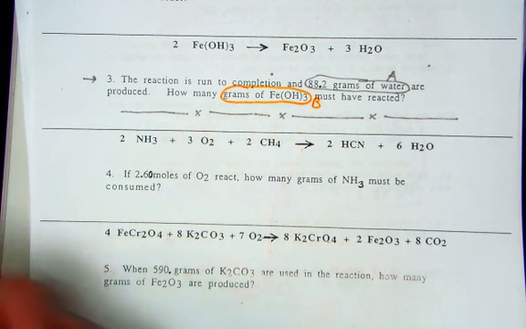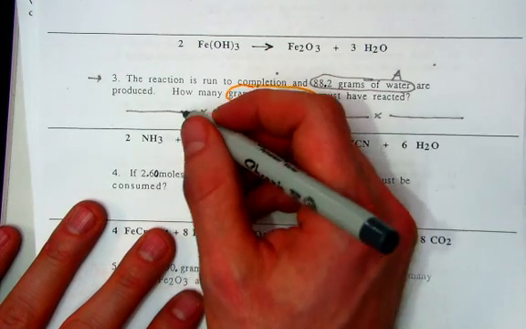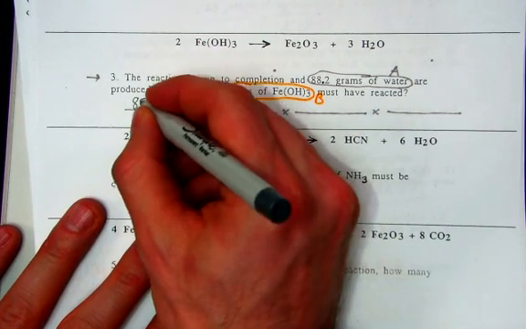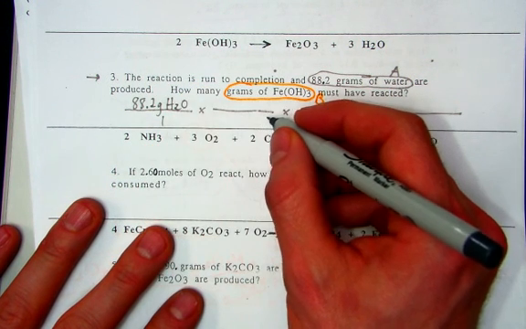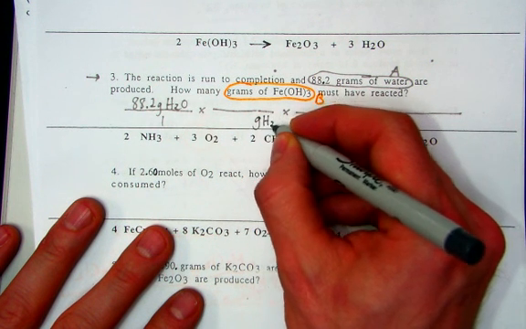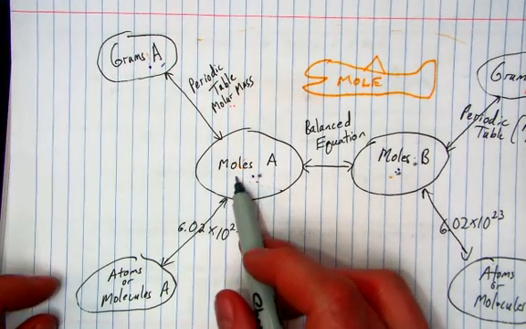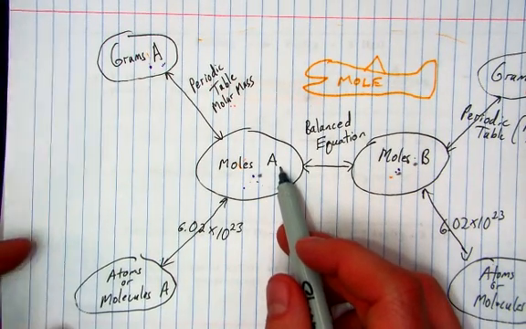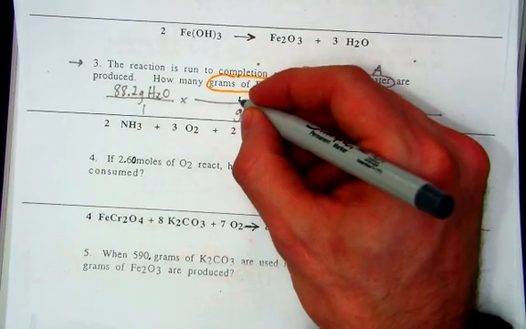All right, Alex, you're my man. Alex, how are we going to start this one off? 88.2 grams of water on top. Good. Now that automatically, Taylor, tells me what units go on my next bar on the bottom: grams of H2O. Now I might need to refer to my mole map to see what my second bubble is. It says moles of A. What was substance A again? Water, right?